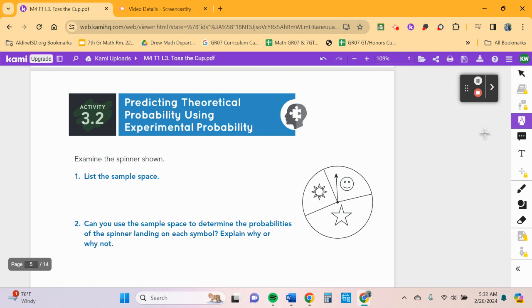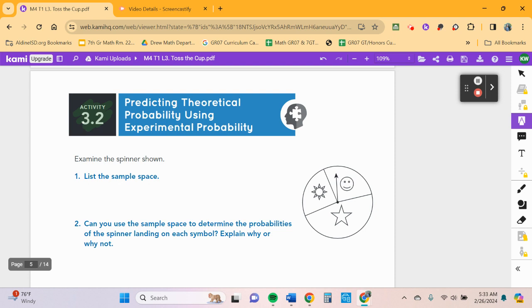Welcome back. We are still in lesson 3, Toss the Cup, where we are talking about experimental probability. Let's get started. Examine the spinner shown. List the sample space. Now, I'm not going to do this for you or with you, but I do want you to complete questions 1, 2, and 3 on your own.